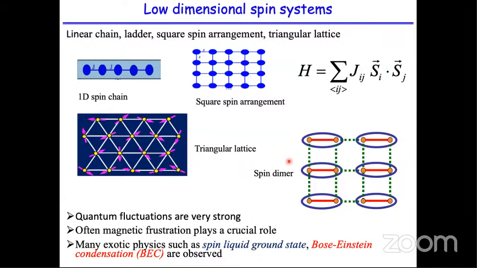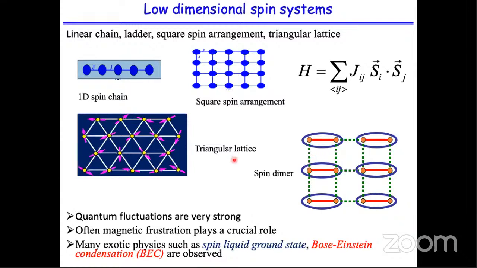And then another interesting set of materials is the spin dimer materials, where you'll see that there are 2 neighboring spins with a very strong magnetic exchange interaction, while the interdimer interactions are relatively weak. Now, these are some of the low dimensional spin systems, and they have been discussed in the literature quite in detail.